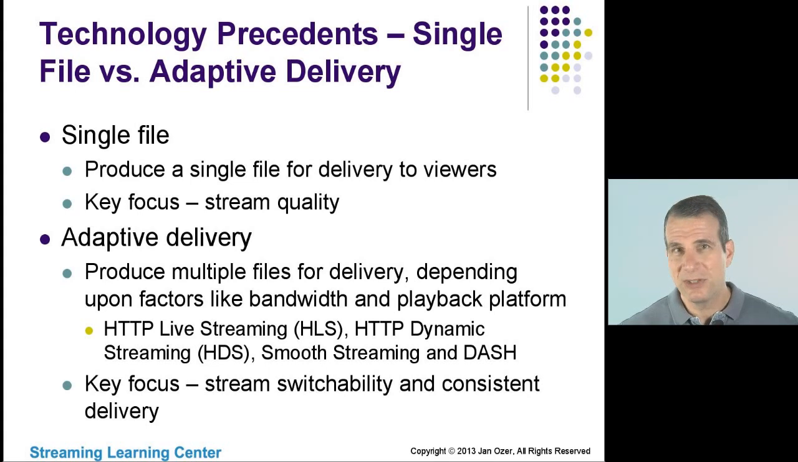Okay, so when I produce a single file, I'm producing a single file that I'm going to distribute to all my streaming viewers. And my key focus there is stream quality. So when I set bitrate control and keyframe parameters, I only care about quality.